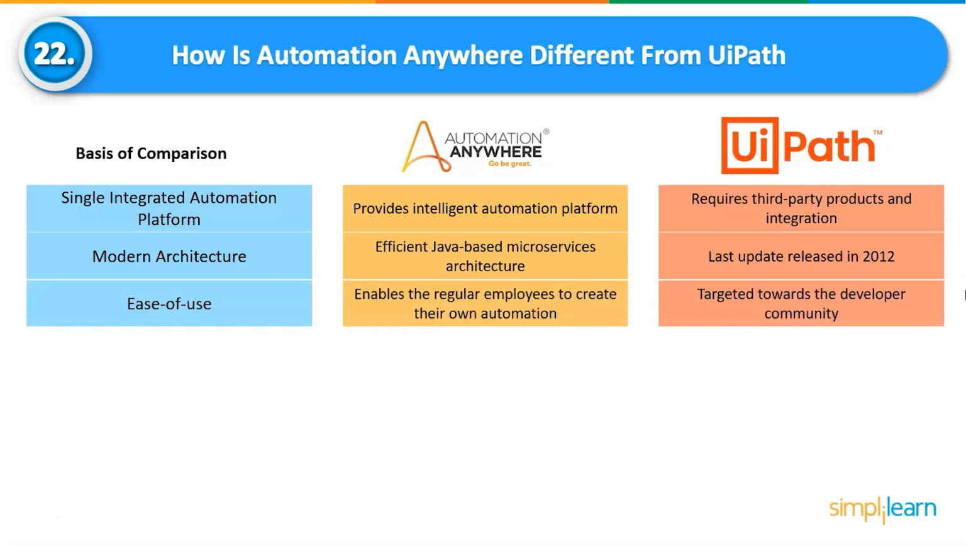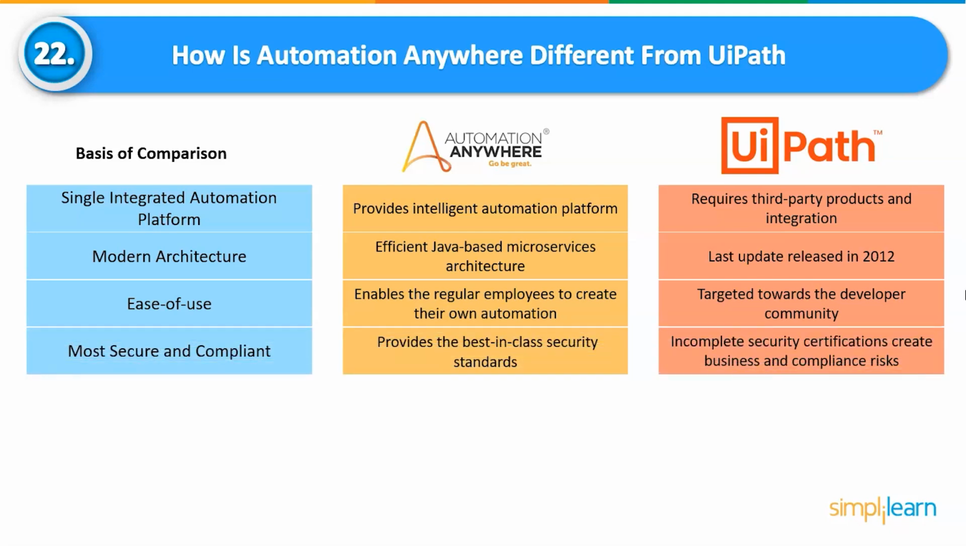Ease of use. In Automation Anywhere, the easy-to-use platform enables regular employees to create their own automation. But UiPath is targeted towards the developer community and needs more intervention from the IT and development team. Most secure and compliant. Automation Anywhere provides best-in-class security standards, whereas UiPath has incomplete security certifications that create business and compliance risk.